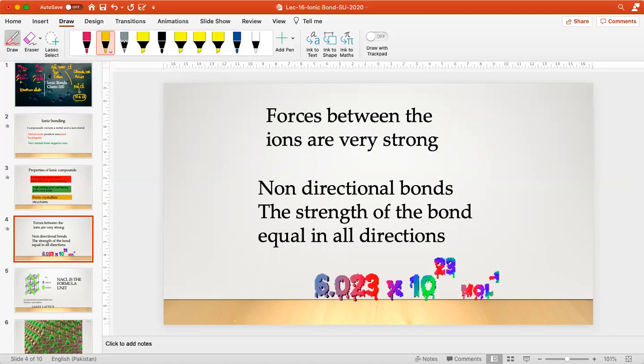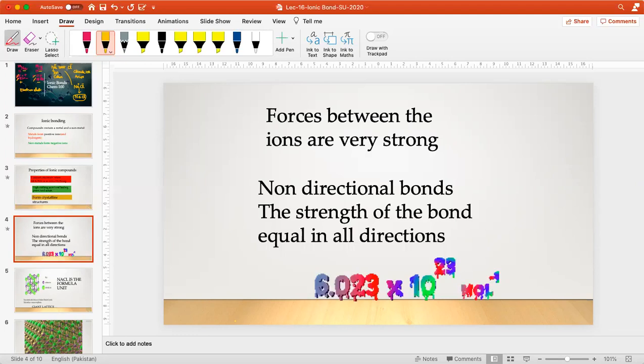The other thing is that a covalent bond is directional, right? And the direction of the greater electron density is towards the more electronegative species. For example, if the bond exists in HCl, hydrochloric acid, chlorine has a high value of electronegativity, so most of the time the electrons remain in the vicinity of chlorine. So the direction of electron density is towards the chlorine.